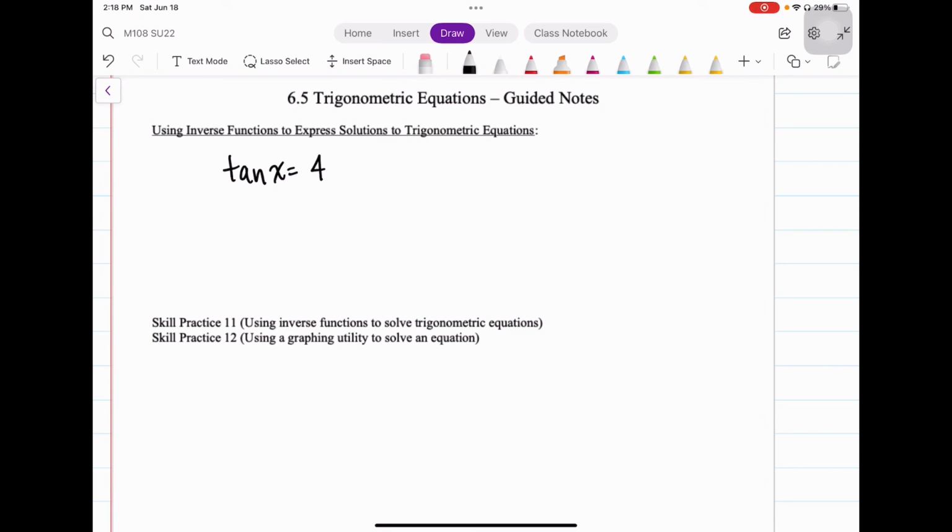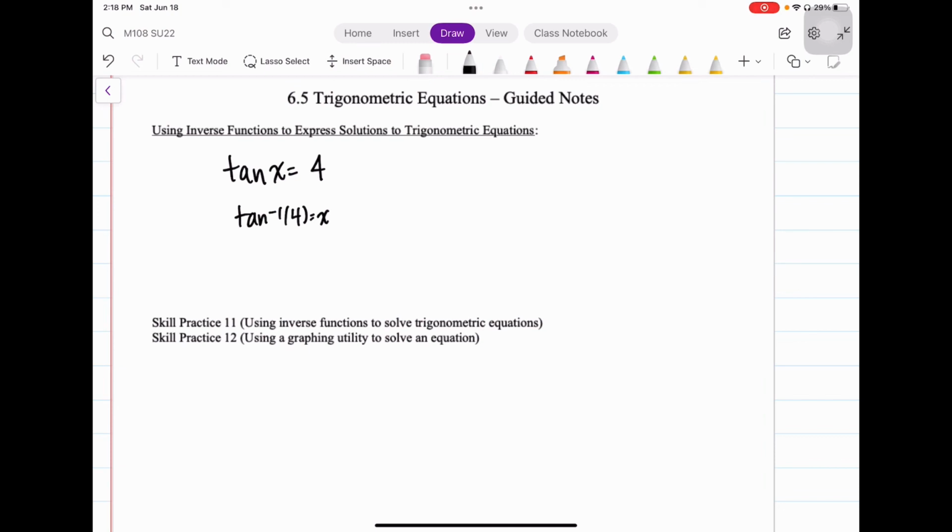And so in order to solve this, we would say that the inverse tangent of 4 is equal to x, and we would use our calculator, and then we would need to find out using the period to figure out when that happens. And remember that tangent is periodic by 1 pi rather than 2.